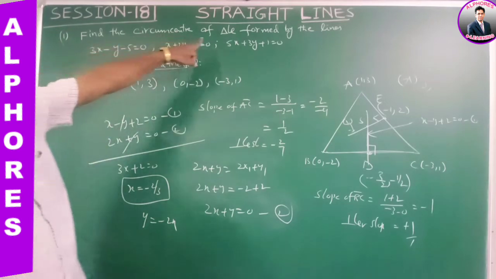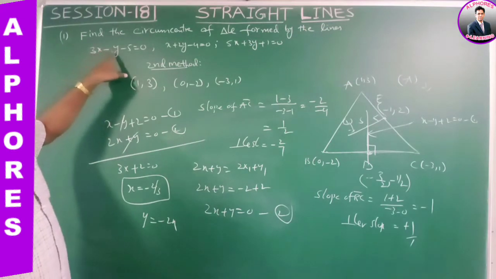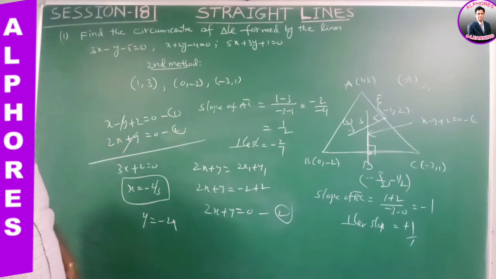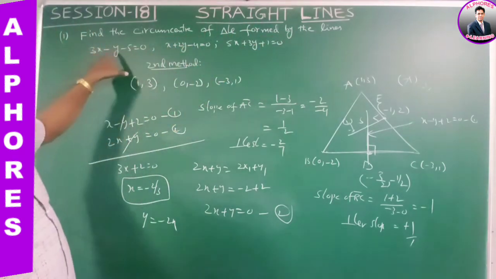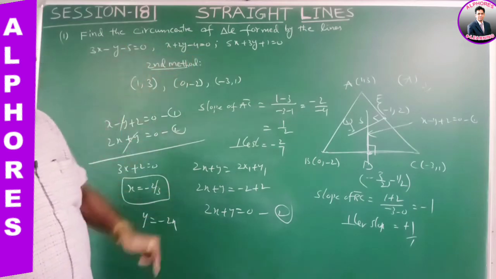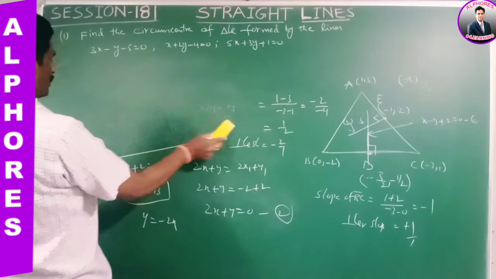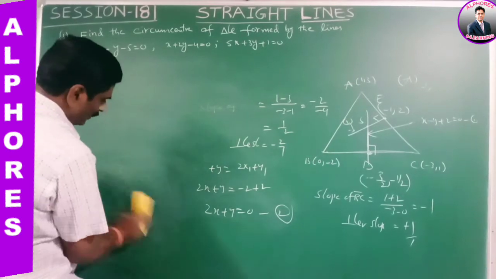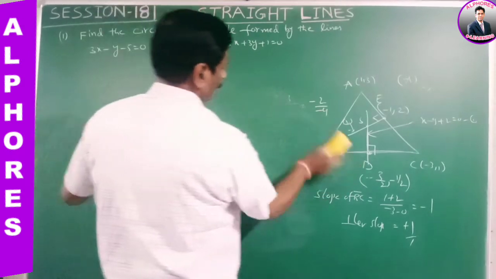Next, find the circumcenter of the triangle formed by the lines 3x - y - 5 = 0, x + 2y - 4 = 0, and 5x + 3y + 1 = 0.